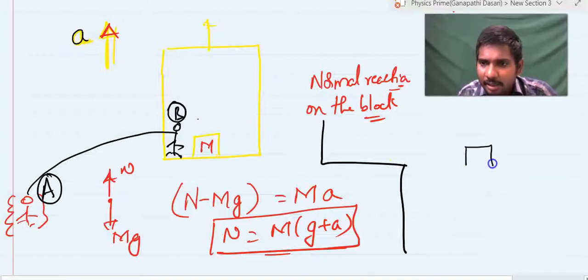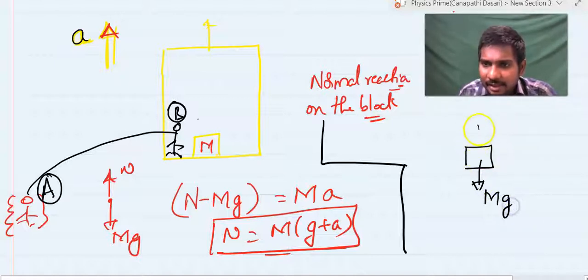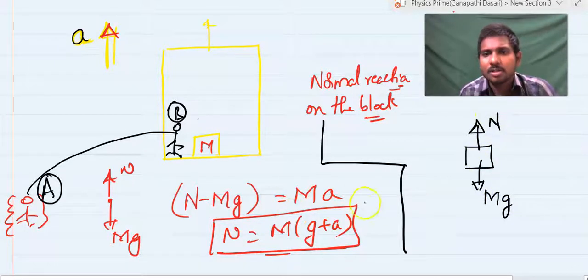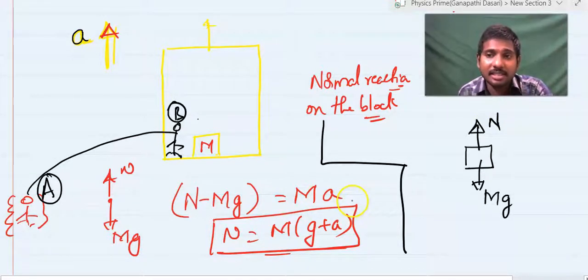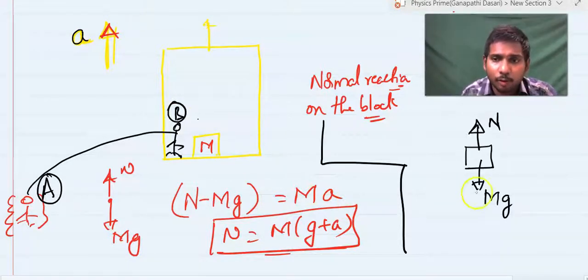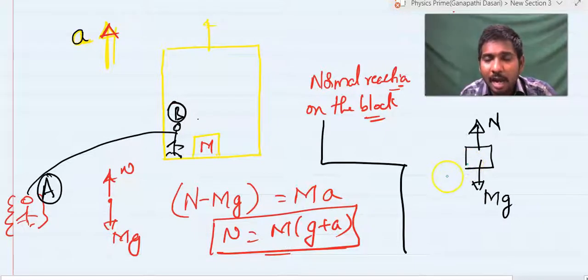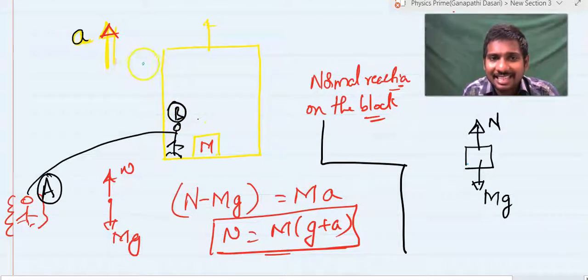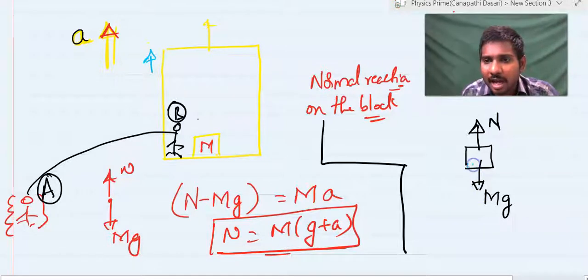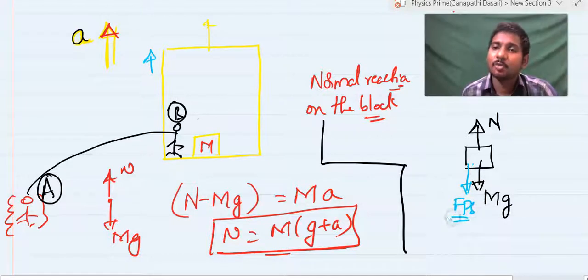How will that pseudo force be there? First I'll draw the free body diagram. There is an mg force due to gravity. There is a normal reaction due to the surface of the elevator, and there is a pseudo force because the observer is a non-inertial frame of reference. What will be the direction of that pseudo force? The direction of the pseudo force will be opposite to the acceleration of the frame of reference. That B man is accelerating in the upward direction, so the pseudo force will be in the opposite direction, that is F_ps in the downward direction.